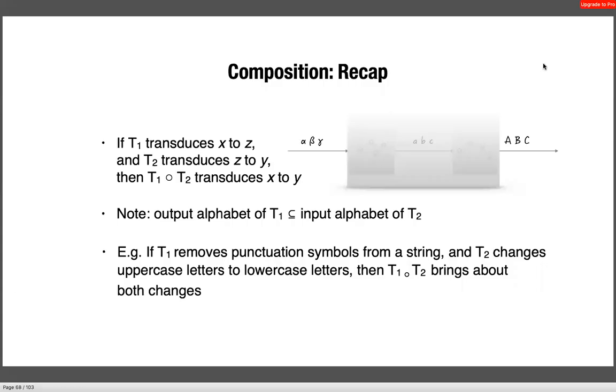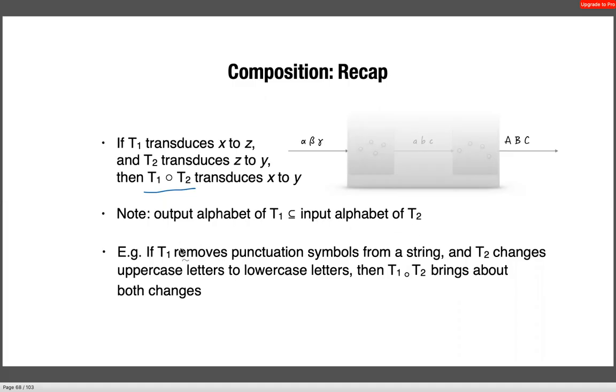Okay, so let's do a quick recap of the composition algorithm. If you have an FST T1, which transduces an input string x to z, and then T2 transduces this string z to y, then the composed machine T1 composed with T2 transduces x to y. The output alphabet of T1 is a subset of the input alphabet of T2.